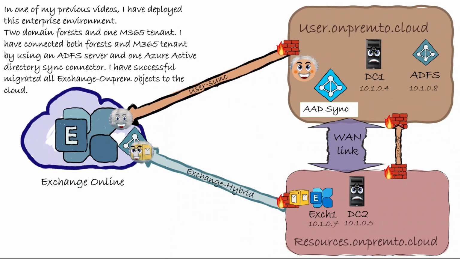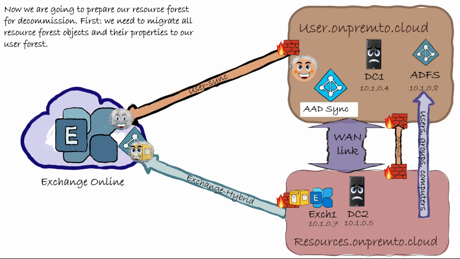In one of my previous videos, I deployed this enterprise environment: two domain forests and one M365 tenant. I connected both forests and the M365 tenant by using an ADFS server and one Azure Active Directory sync connector. I have successfully migrated all Exchange on-prem objects to the cloud. Now we are going to prepare our resource forest for decommission.